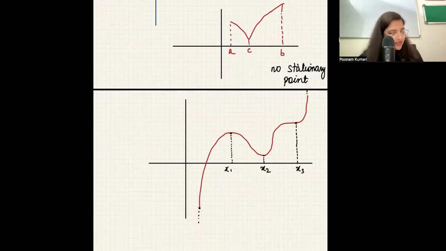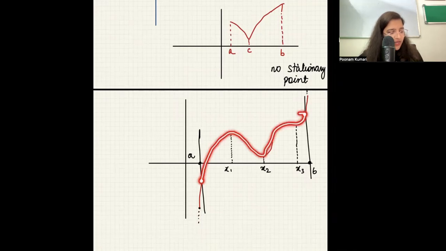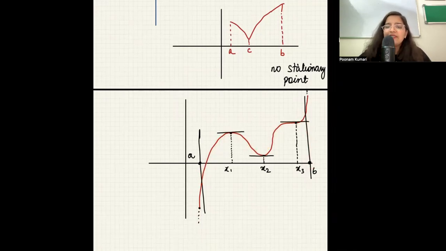But suppose I say my function is defined between these lines. This is x equals a, and my function is defined here. This is b. If I ask you what the maximum value and minimum value are now, then you can say, this is the starting point, and it goes like this and this and this. The maximum value is obviously at x equals b, and the minimum value is at x equals a. And this particular function has 3 stationary points. So these are the different situations that we have seen.